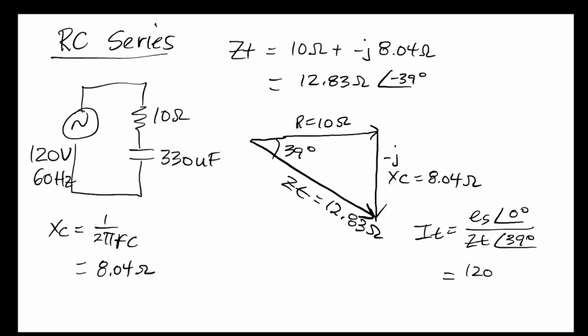So that would be 120 volts at 0 degrees divided by 12.83 ohms at minus 39 degrees.